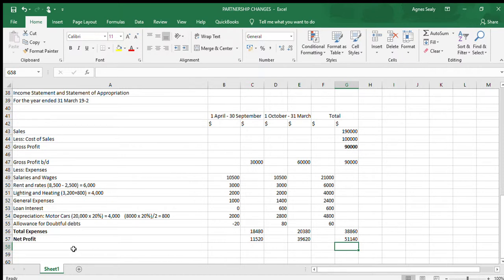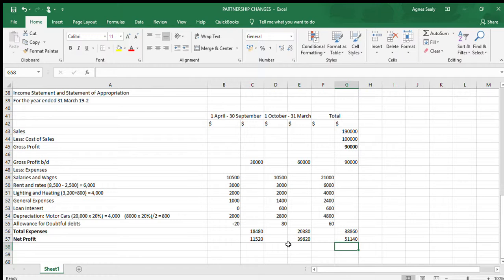So now we have to look at the appropriation of this profit between our partners. When we say appropriate this profit, we have to share the profits between the partners based on the time period. But before we can share the profits, we have to look to see if there were drawings.